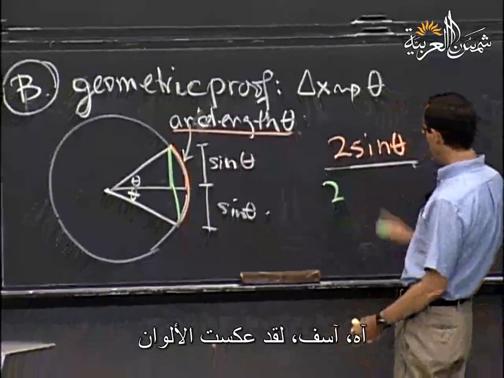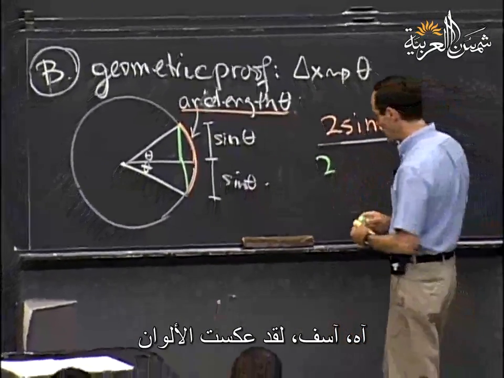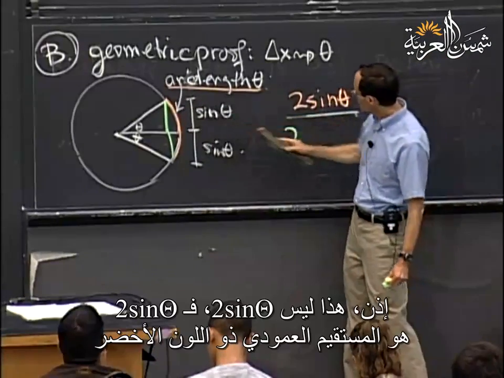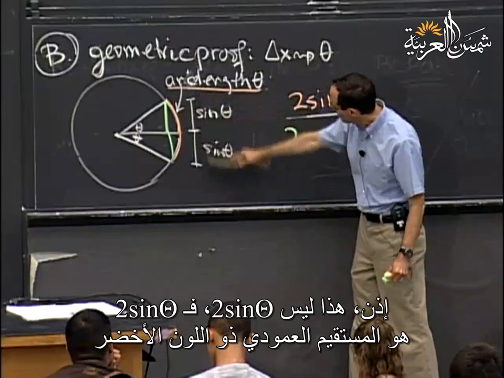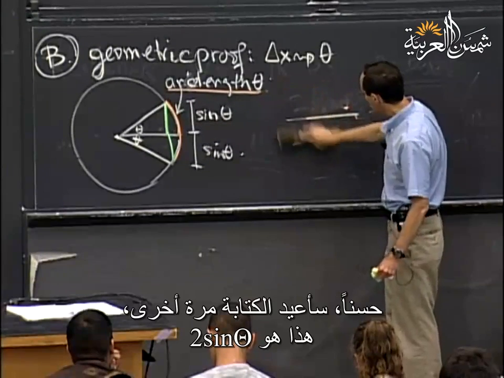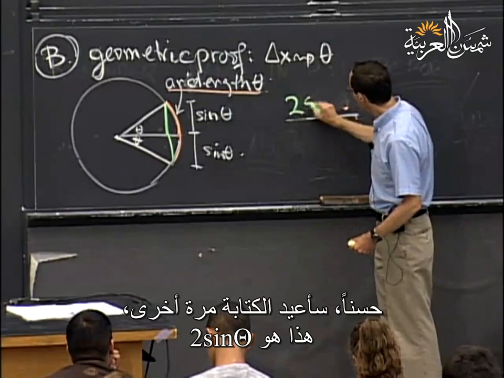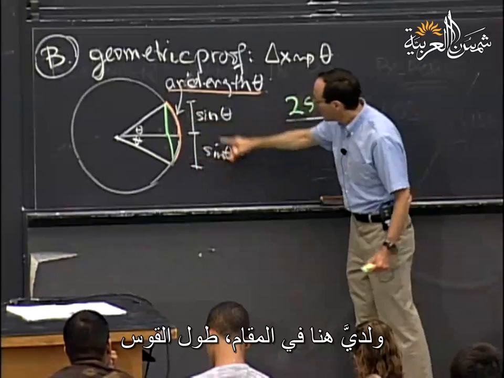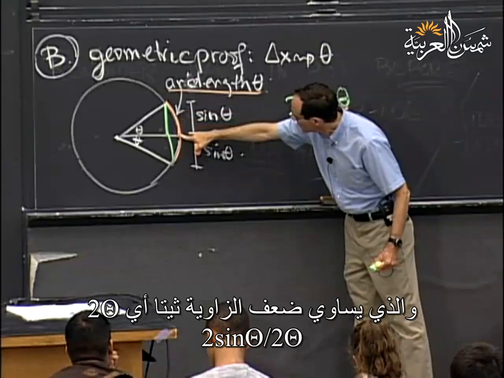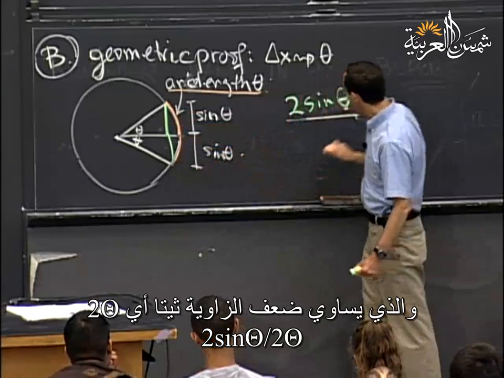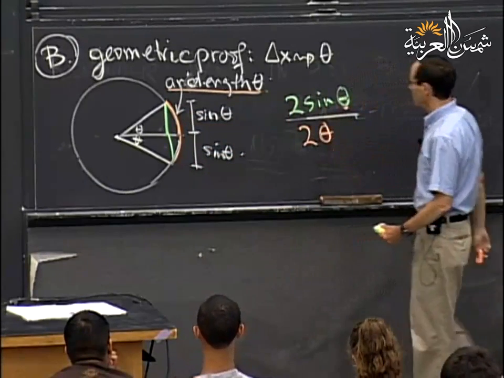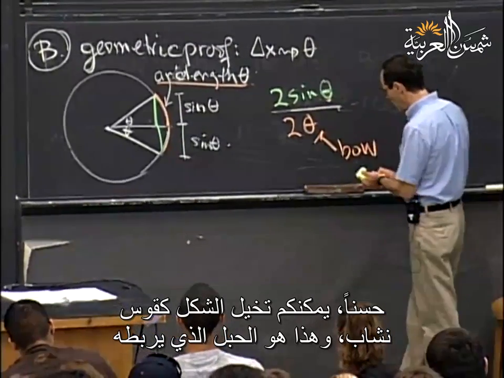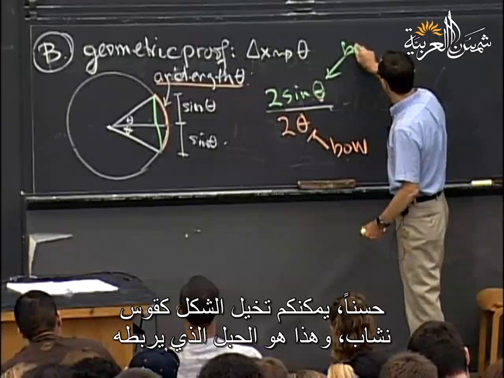I got it backwards. Sorry about that. Trying to be fancy with the colored chalk, and I have it reversed here. So this is not 2 sine theta. 2 sine theta is the vertical. That's the green. So let's try that again. This is 2 sine theta. All right. And then in the denominator, I have the arc length, which is theta is the first half, and so double it is 2 theta. All right. So if you like, this is the bow, and up here we have the bowstring.